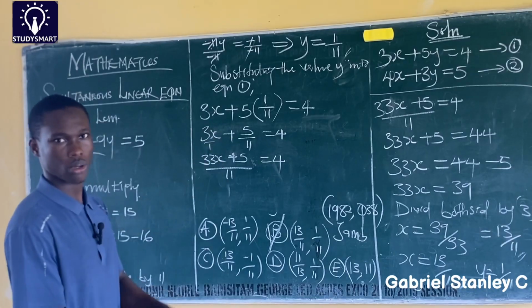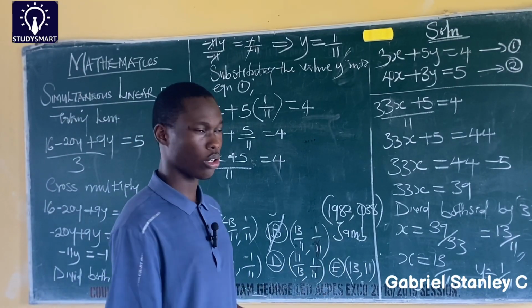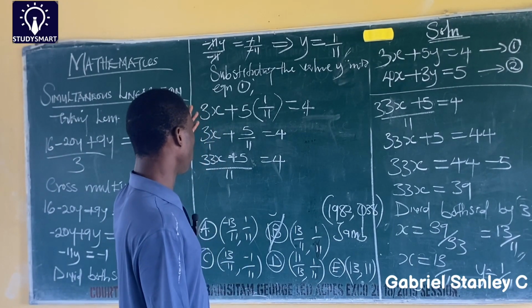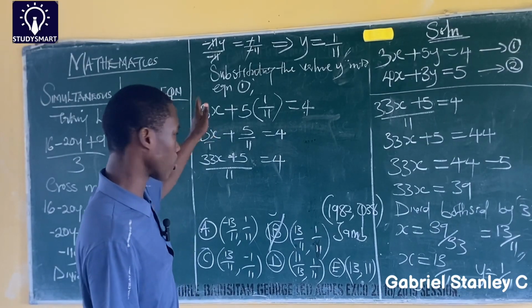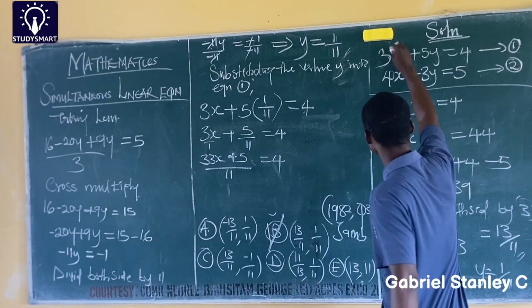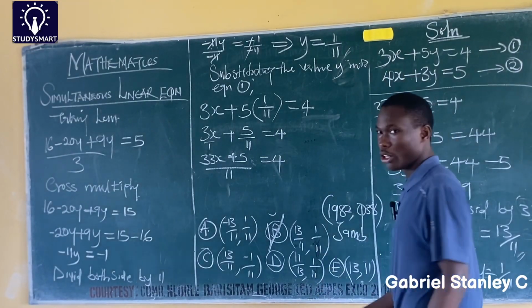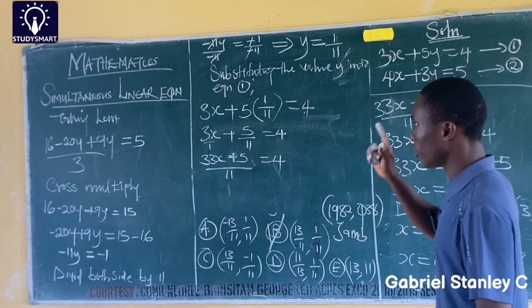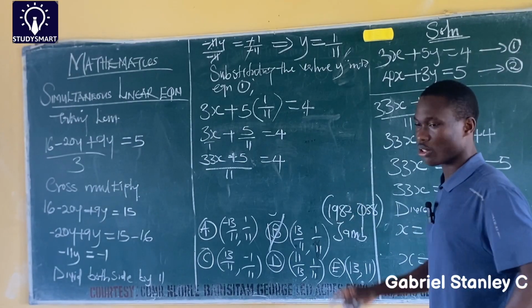Right, so that's just an illustration of the substitution method. Alright, so we are still going to use the same example to illustrate the elimination method of solving the simultaneous equation.